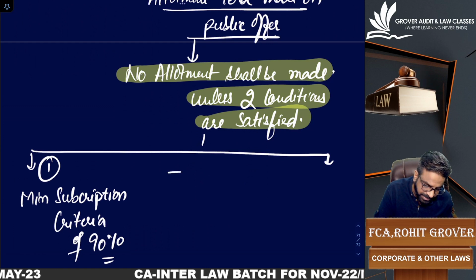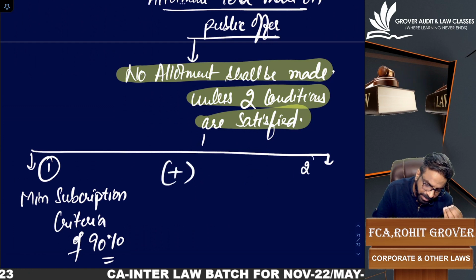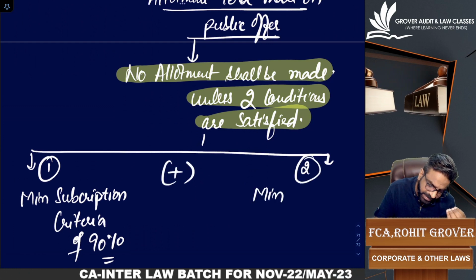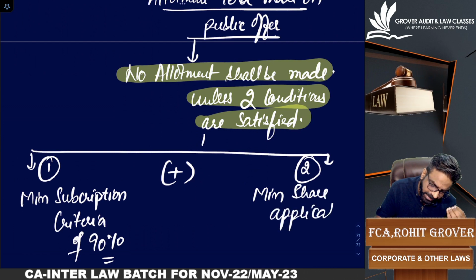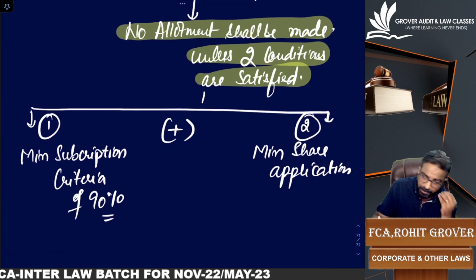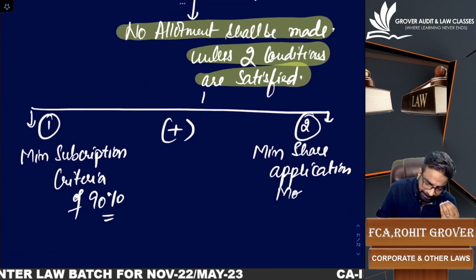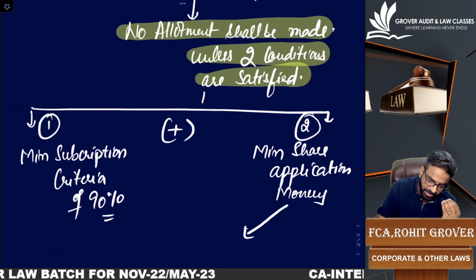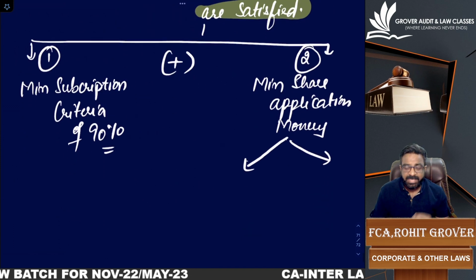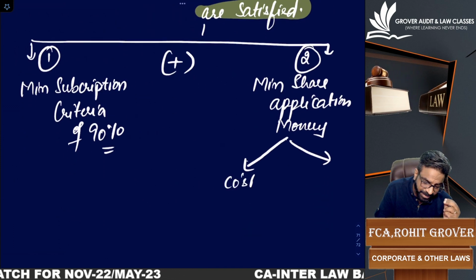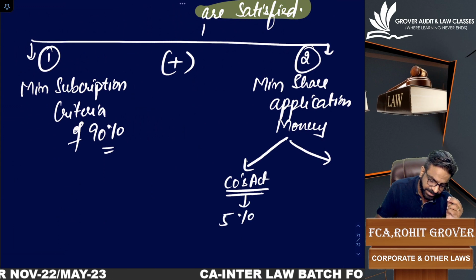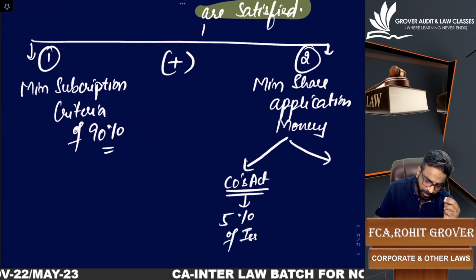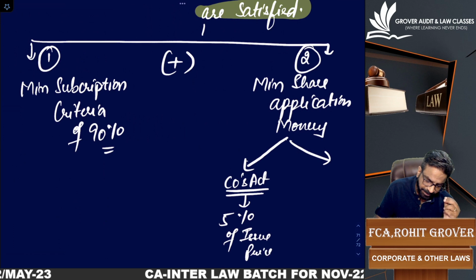Second condition. Sir, what is the condition number 2? Minimum share application money. Again repeating, minimum share application money. Now listen to this, there are 2 points. If it is a Companies Act regulation, it says that 5% of the issue price. How much of the issue price? 5% of the issue price.